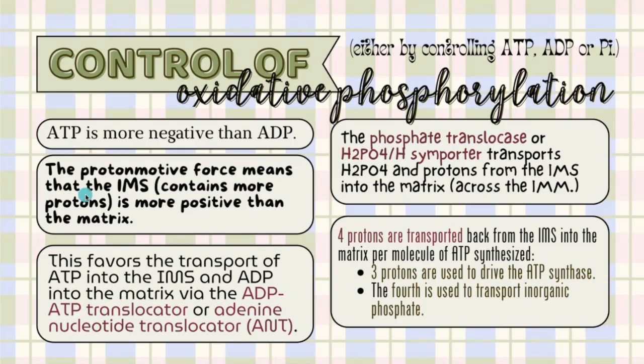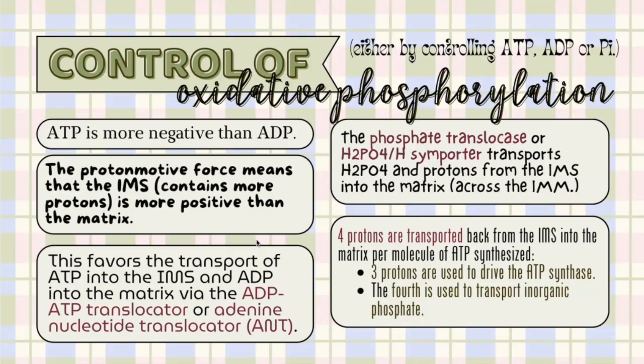Now, remember, if we go back to the proton motive force, the IMS is more positive than the matrix. Why? Because it contains more protons. Now, this is of significance in this section. Why? Because the IMS, since it's more positive, is going to attract ATP more, and the matrix, because it's less positive, is going to attract ADP more. So that means the transport of ATP into the IMS and the transport of ADP into the matrix is more favored.